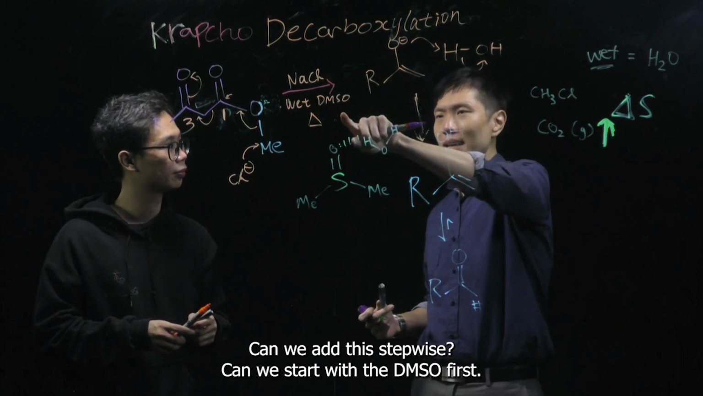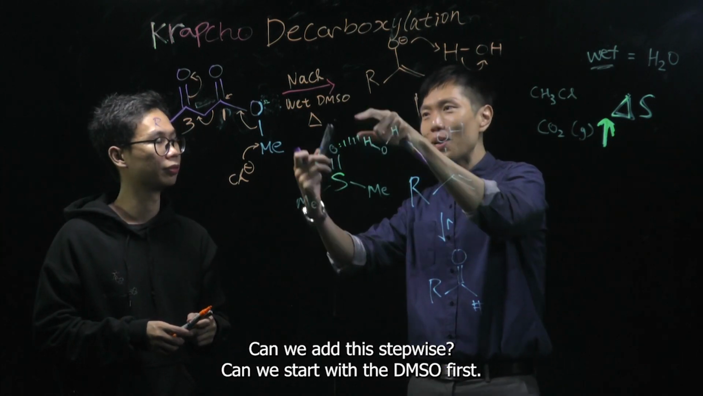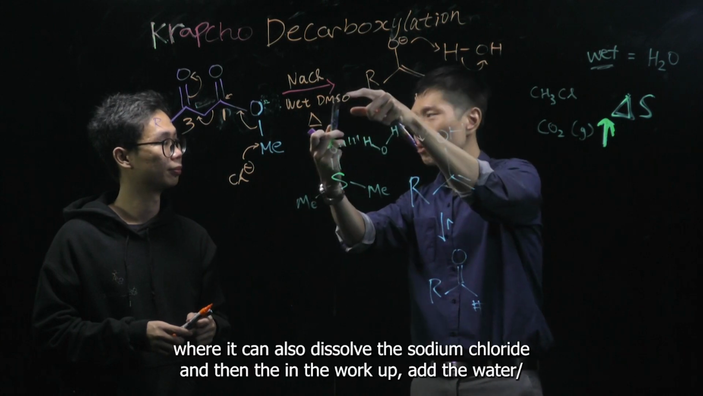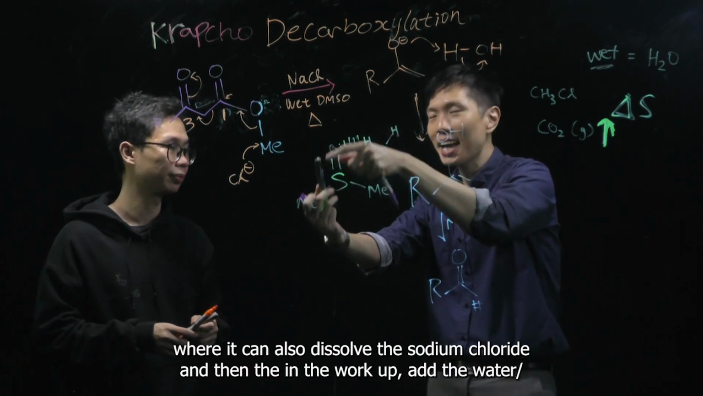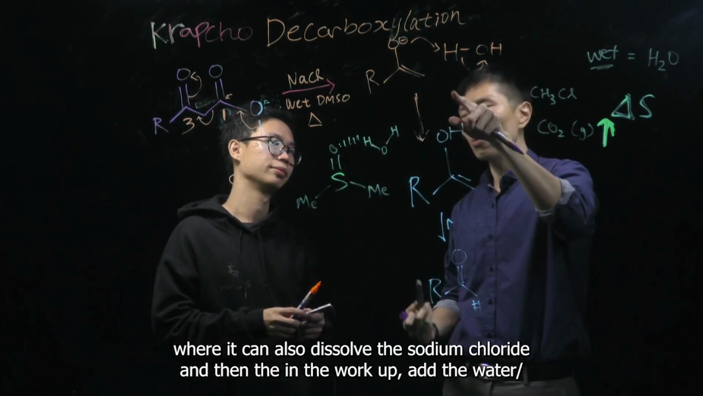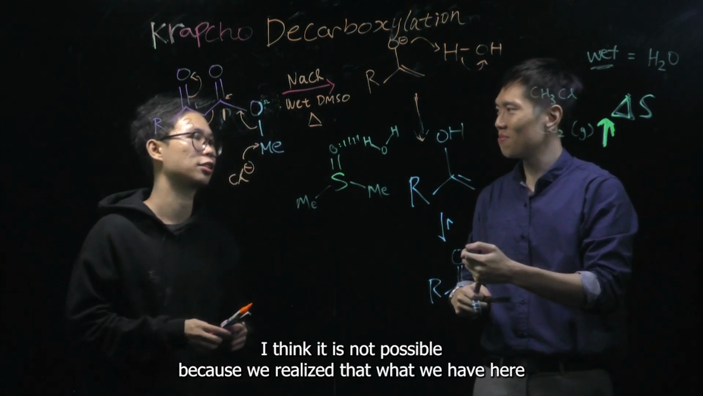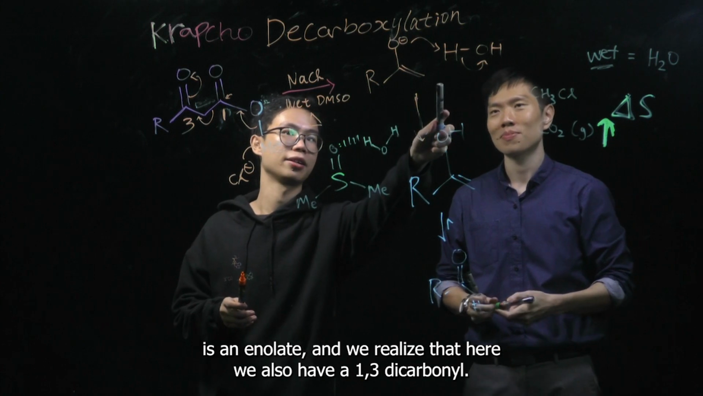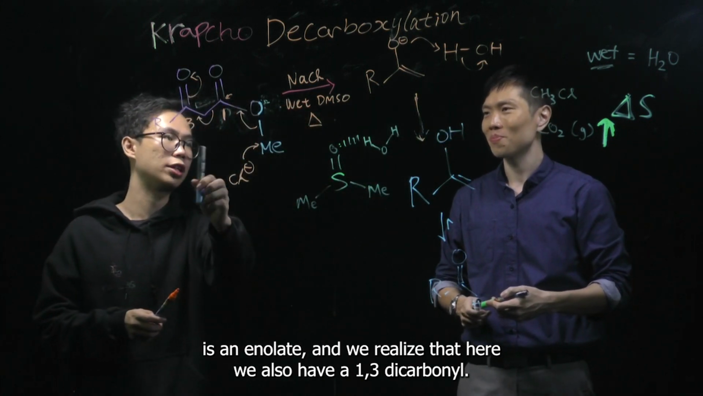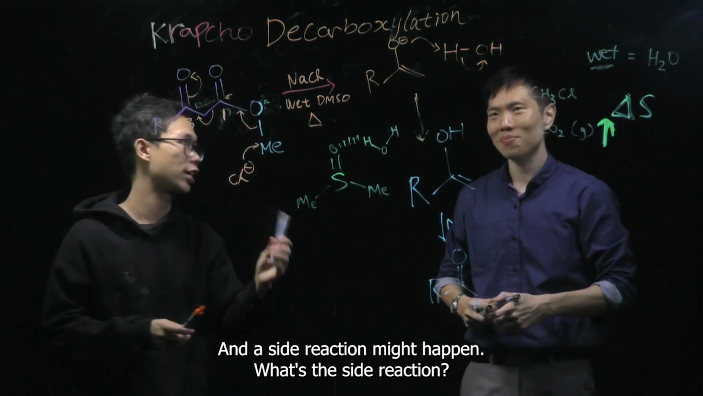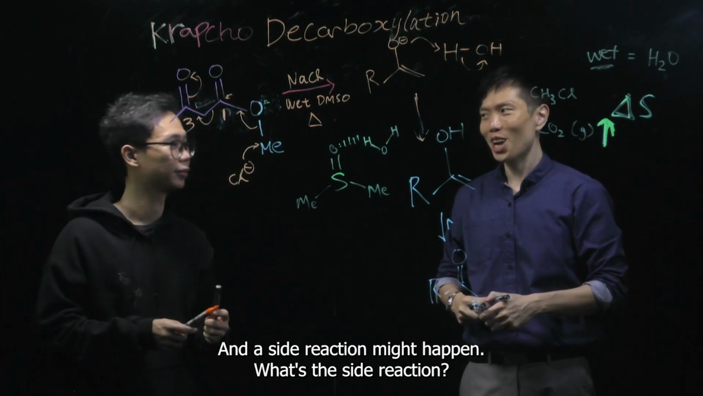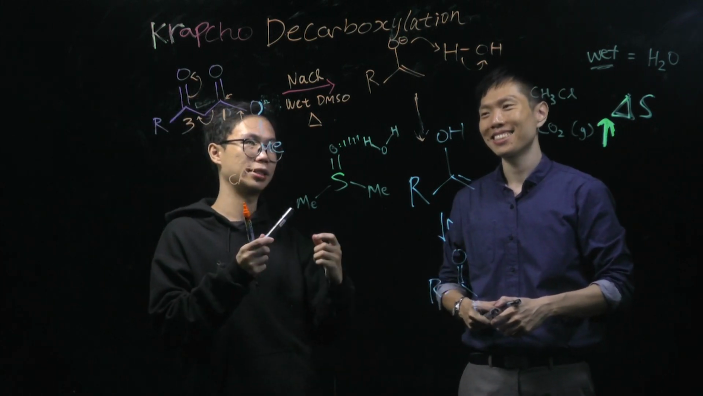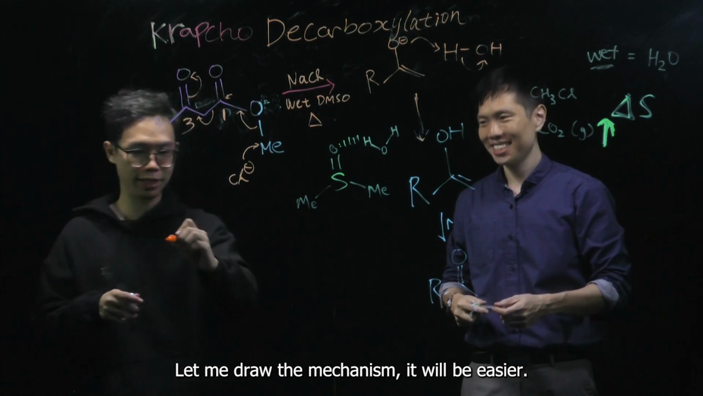Yeah. Can we add it stepwise? Can we start with DMSO first, where it can also dissolve the sodium chloride, and then in the workup, we add the water? I think it is not possible because we realize that what we have here is an enolate. And we realize that here we also have a 1,3-dicarbonyl and a side reaction might happen. What's the side reaction? Now let me draw the mechanism, it will be easier.